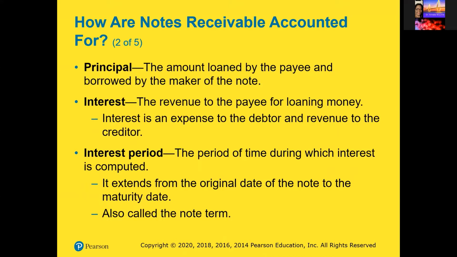What is principal? Principal is the amount loaned by the payee and borrowed by the maker of the note. The interest, of course, is the revenue to the payee for loaning the money. Interest is an expense to the debtor and revenue to the creditor. The interest period is a period of time during which interest is computed. It extends from the original date of the note to the maturity date. Also, it is called note term.